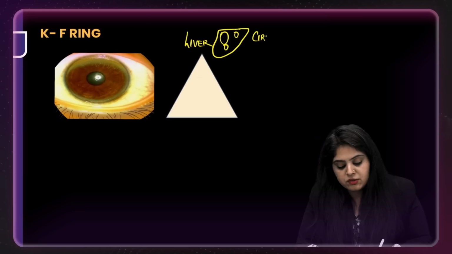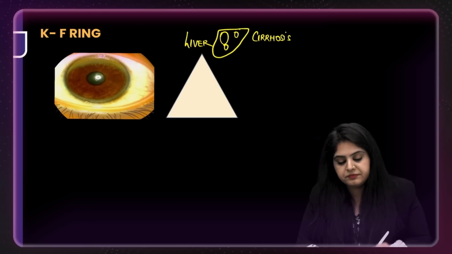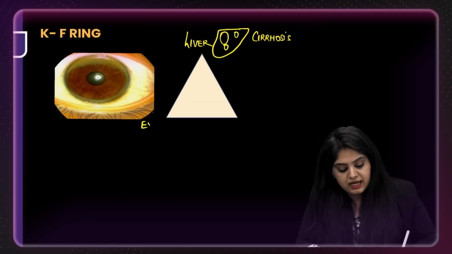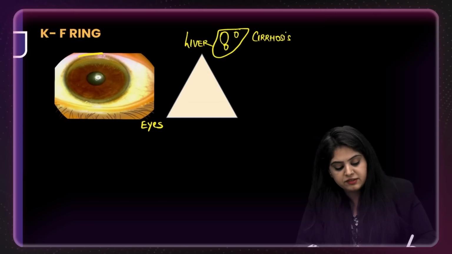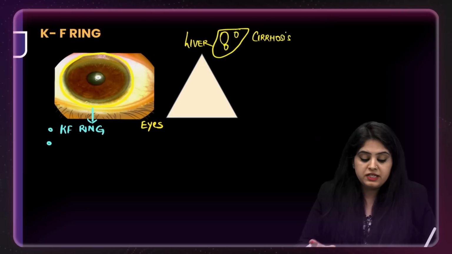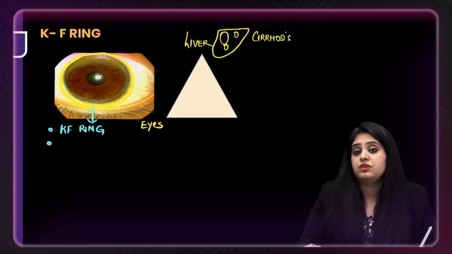So what does it cause? It causes cirrhosis of the liver. Other than that, I can very well see it has gone into the eyes, and in the eyes it has resulted in a greenish brownish ring, and that is known as the Kayser-Fleischer ring. The question that you get in Kayser-Fleischer ring is, which part of the eye has this greenish brownish ring?